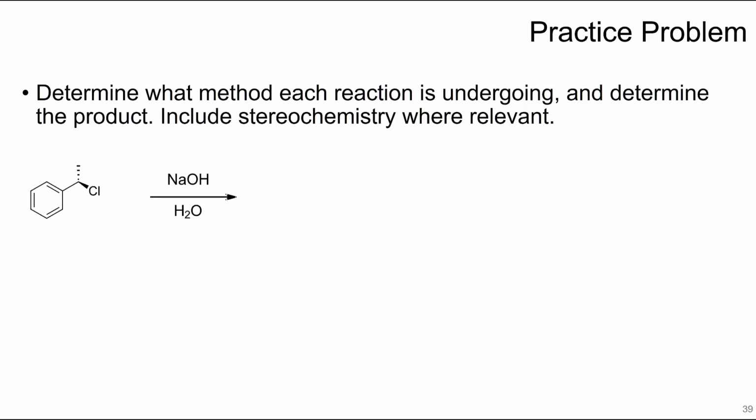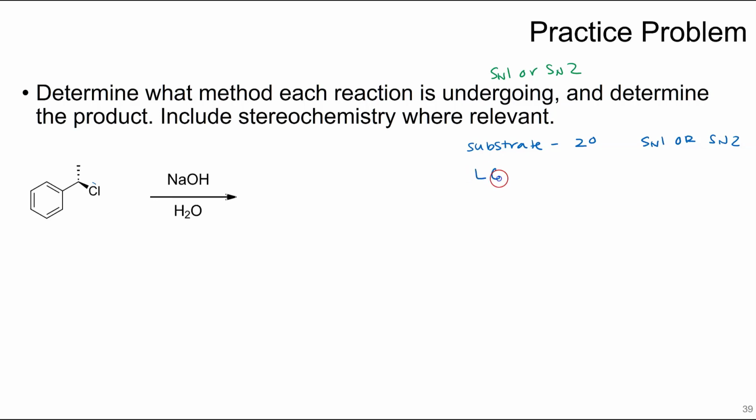So determine what method each reaction is undergoing. So this is SN1 or SN2. And determine the product. Include stereochemistry where relevant. If we're looking at this reaction here, I'm going to look at my substrate first. This one is secondary. There's a chlorine with the 2 carbons on either side, which means that it could go SN1 or SN2.